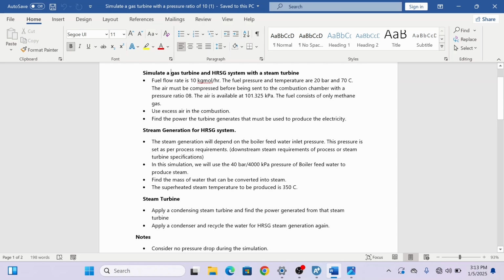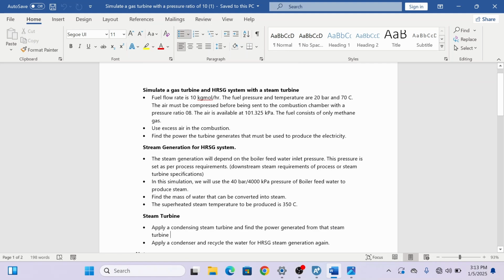First of all, we will simulate a gas turbine, then we will simulate an HRSG system, and in the last we will simulate a steam turbine. After the steam turbine, we will apply a condenser to condense all the steam and recycle this water into the HRSG system again. We will see how to simulate it as we move along in the video.